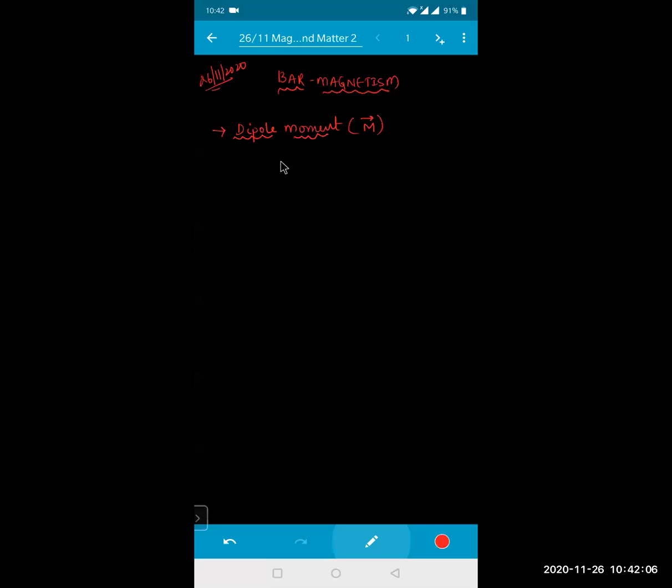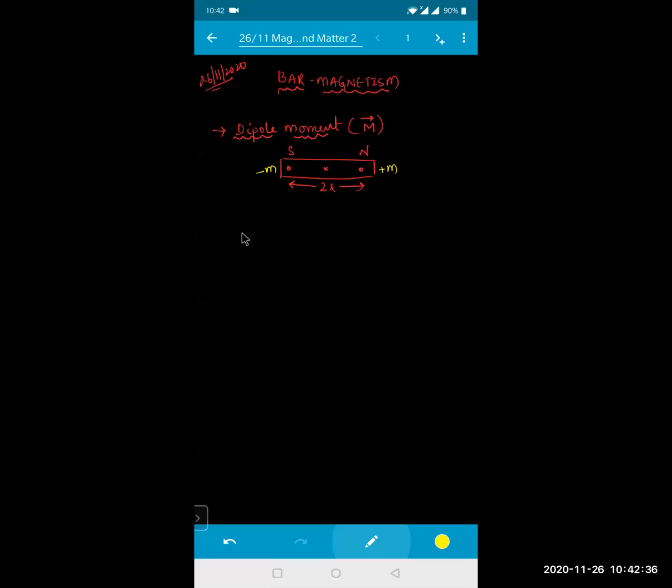And in a bar magnet, the magnetic moment is always from which side to which side? This is your south pole and this one is your north pole. The distance from here to here is 2L. This is your magnetic length. South pole is always taken as the negative pole, so it is minus m, and north pole you are taking as plus m.